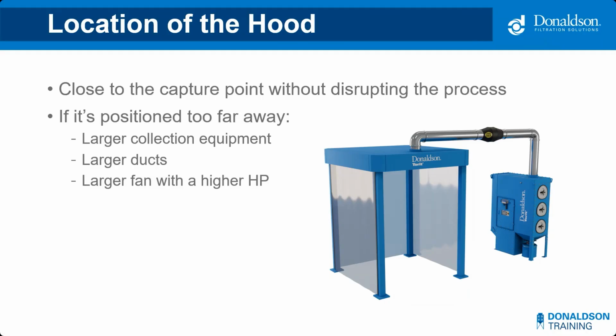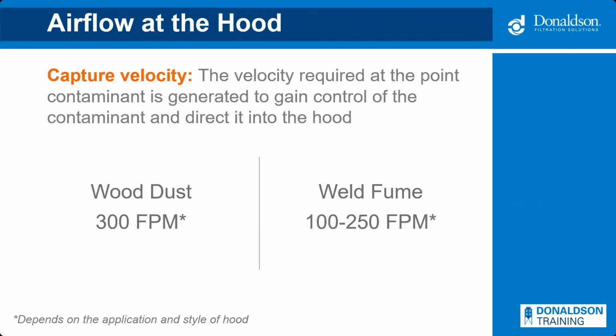Let's consider a vacuum in your home. To pick up the debris from the surface, the vacuum head must be close to the contaminant or it will have no effect. Hood positioning twice the distance from the contaminant emission point will need to draw approximately 4 times the amount of air to produce the same capture efficiency. Very critical to keep that close. And more air means larger collection equipment, larger ducts and larger fans with higher horsepower, all of which adds to capital and operational costs.